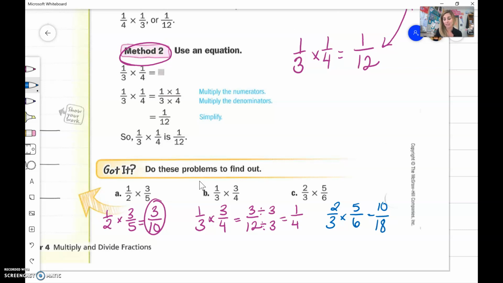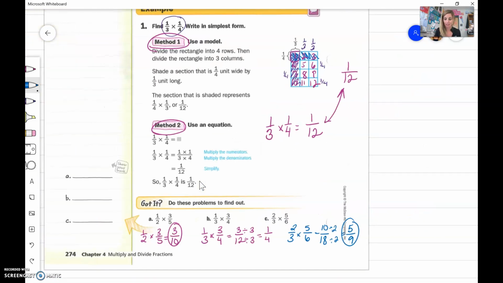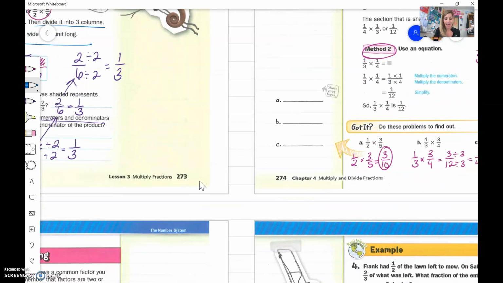When I look at 10/18ths, I know that I can divide each of these by 2. When I divide each of these by 2, I get 10 divided by 2 is 5, and 18 divided by 2 is 9, so I get 5/9. Okay, let's take a look at the next page. So we had to simplify at the end.